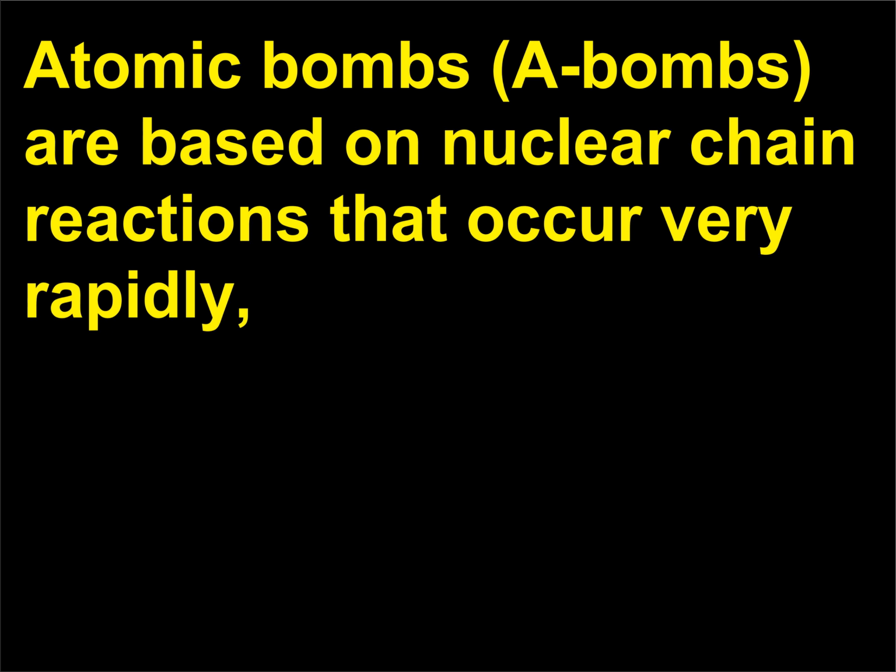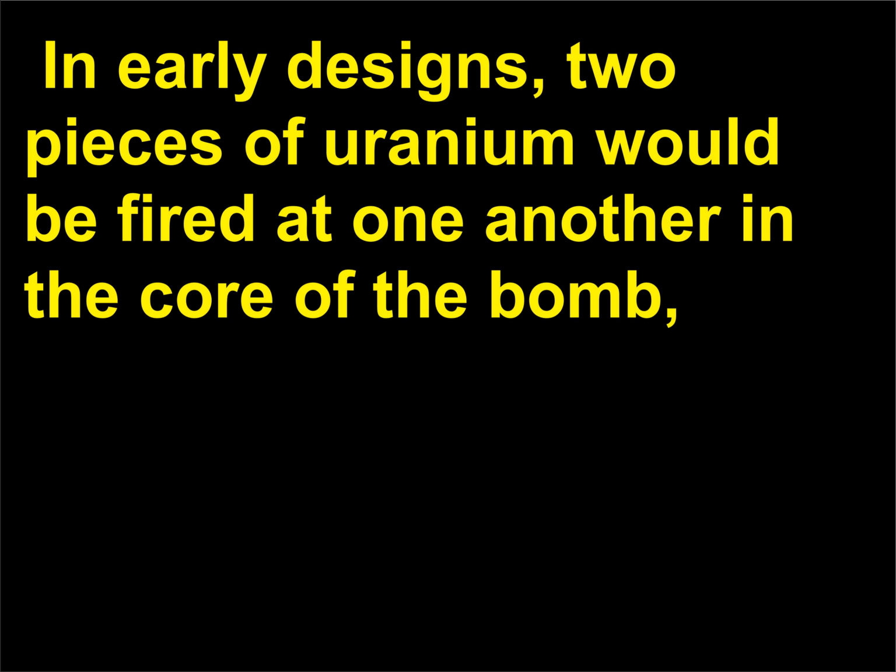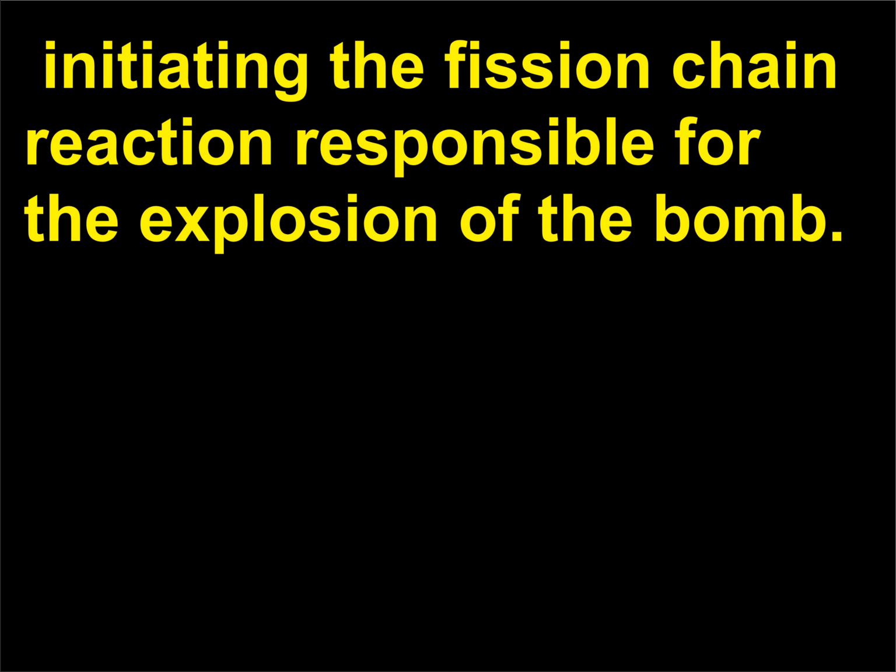How does an atomic bomb work? Atomic bombs, A-bombs, are based on nuclear chain reactions that occur very rapidly, causing a huge release of energy in a very short amount of time. In early designs, two pieces of uranium would be fired at one another in the core of the bomb, initiating the fission chain reaction responsible for the explosion of the bomb.